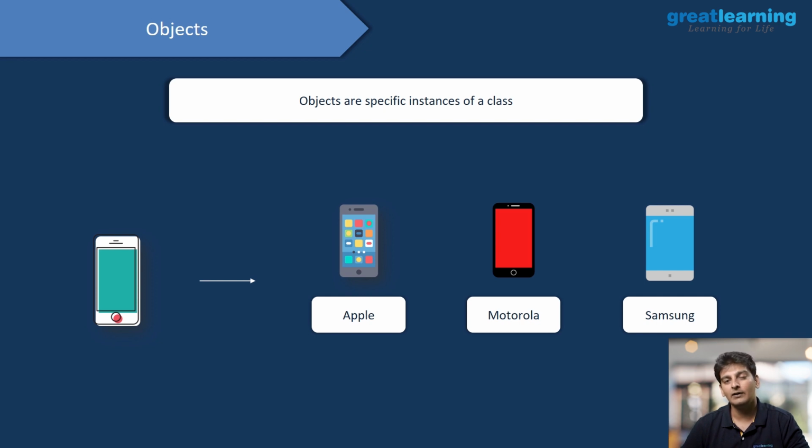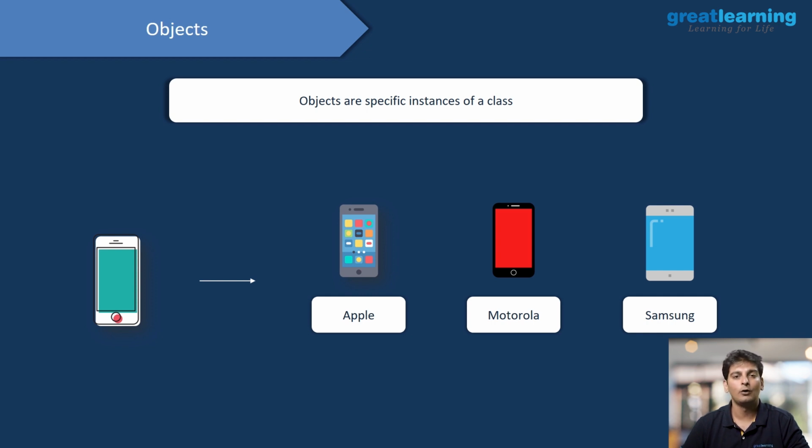And when it comes to behavior, these three phones would have those functionalities common. In all of these three phones, you can make phone calls, you can play games, and you can also watch videos. So this is what I mean when I say objects are specific instances of a class.